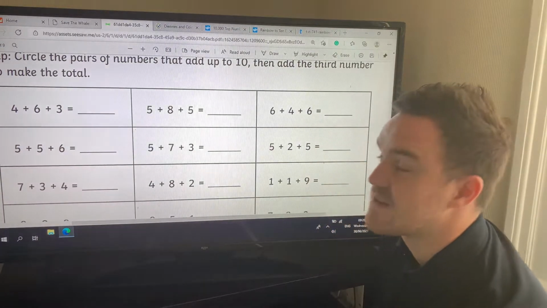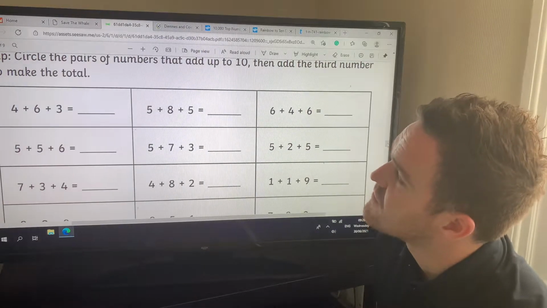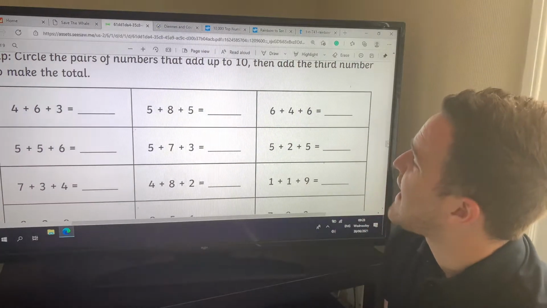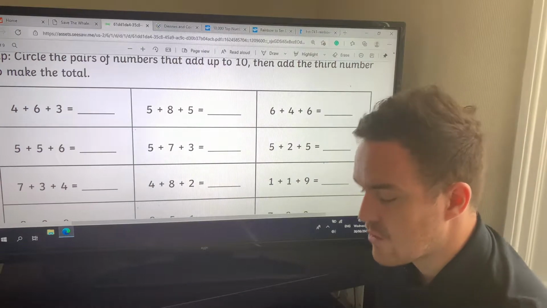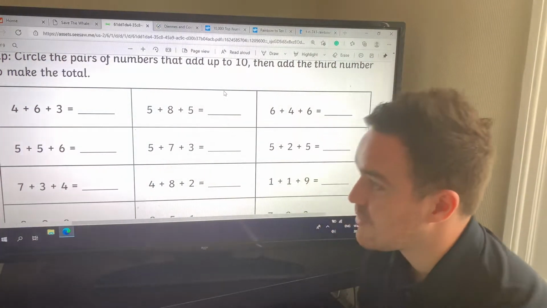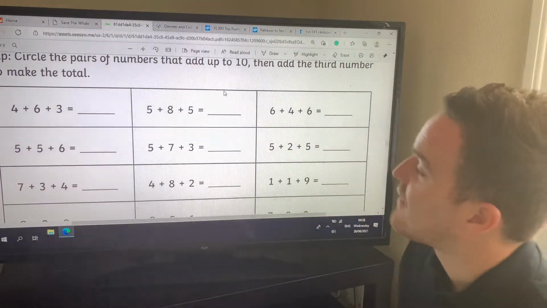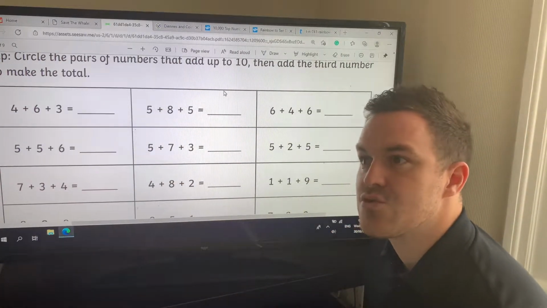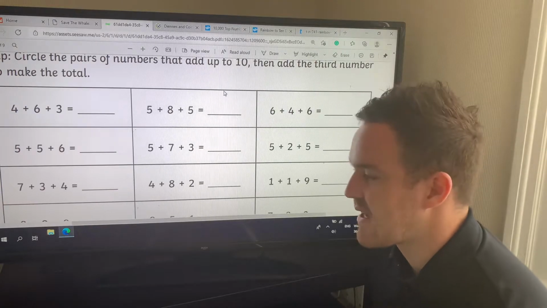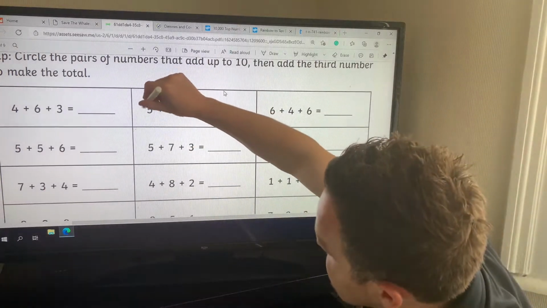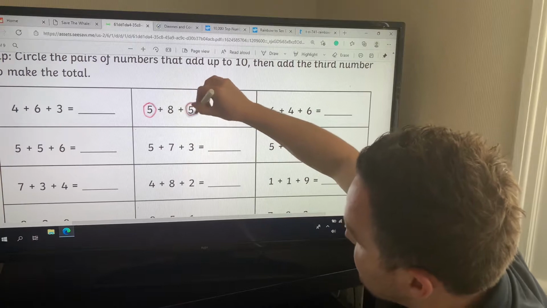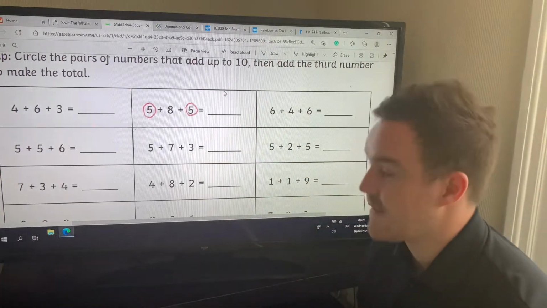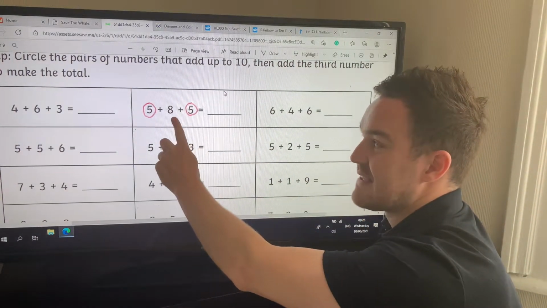So if you read the instructions, circle the pairs of numbers that add up to 10, then add the third number to make the total. So I'm going to look here, my question. I have 5 plus 8 plus 5. Now, do any of those numbers make 10, or any number bonds to 10 in there? I can see that that's a nice easy one to start with. 5 and 5 both make 10. Okay, so now I have a 10 and an 8.